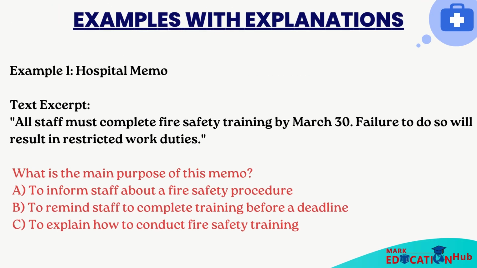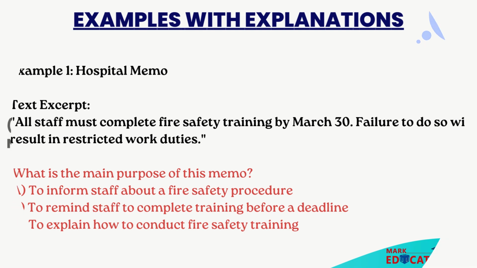This memo highlights a mandatory training deadline and the consequences of not completing it. The key is to focus on the main purpose. Is it informing, reminding, or explaining? Look for keywords like must complete and by March 30th, which emphasize urgency. Also, note the consequence: restricted work duties. This suggests the memo is more than just general information. Understanding the tone and intent will help you pick the most accurate answer.